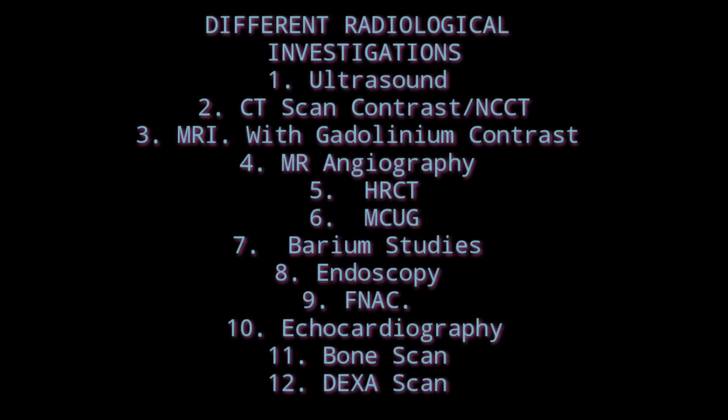Here is the list of the different radiological investigations. It's just the list. On the top, ultrasound is listed, then CT scan, contrast and non-contrast. You can also have the MRI, plain, and MRI with gadolinium contrast, or some other contrasts are also available. You can do MR angiography. HRCT is one of the best investigations of choice for the chest. MCUG and barium studies, multiple barium studies, are available. Endoscopy or gastroscopy, FNAC to get histopathological evidence for multiple diagnoses. Echocardiography, bone scans, DEXA scans.